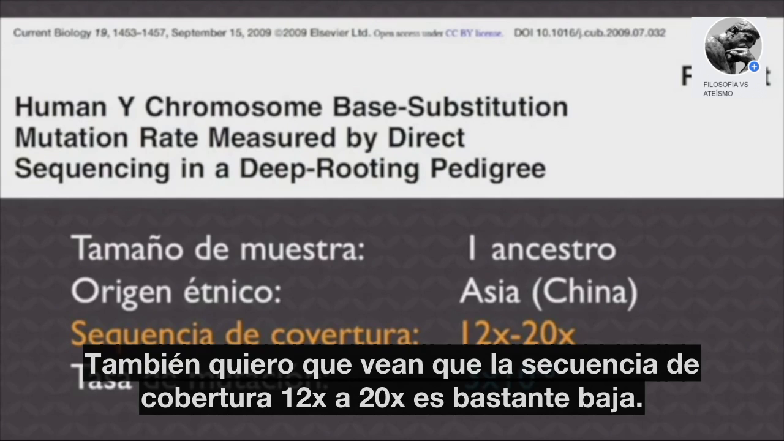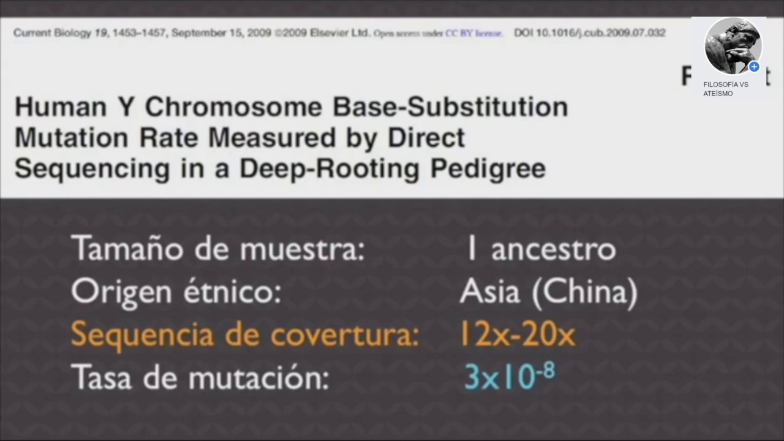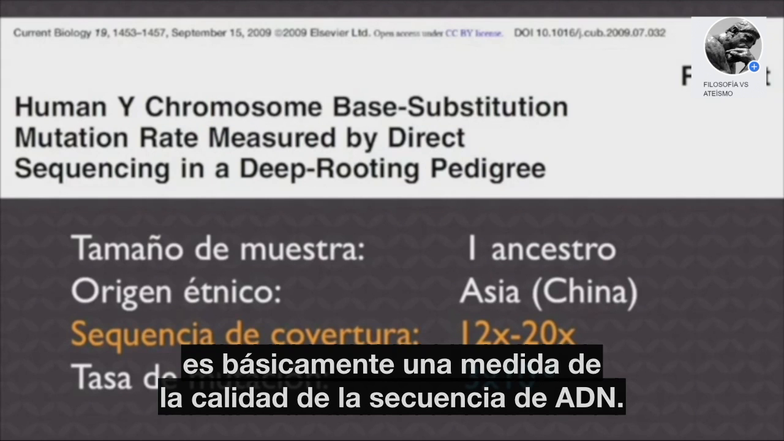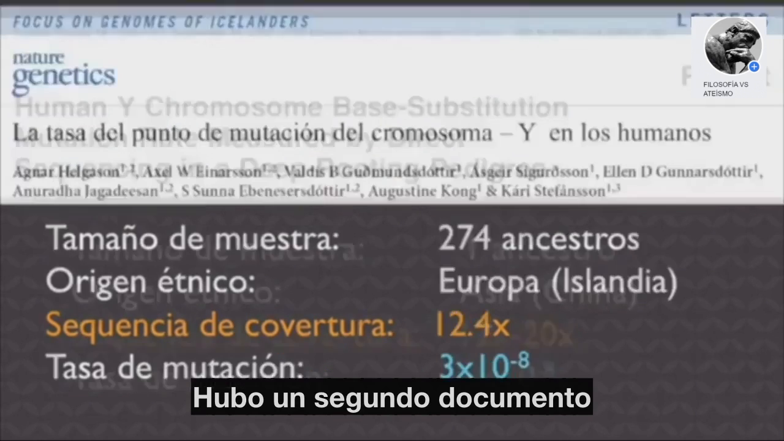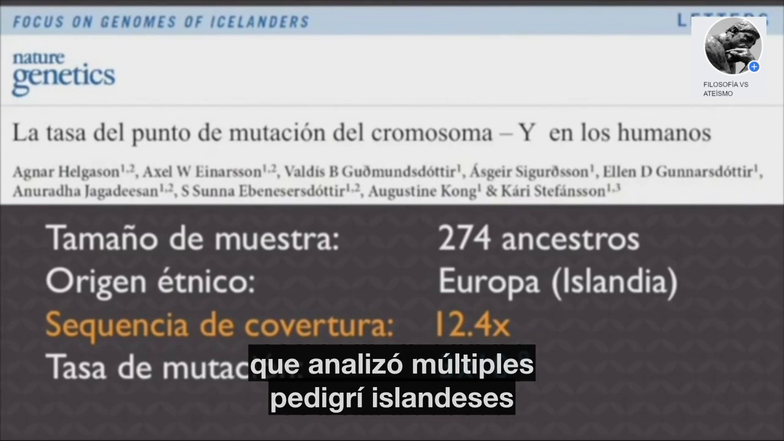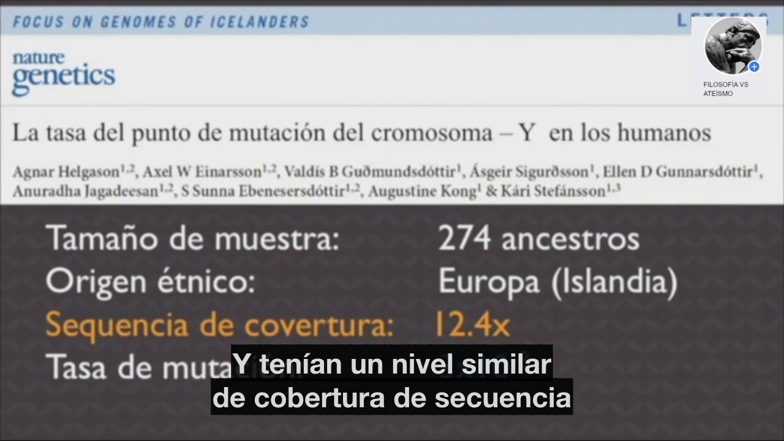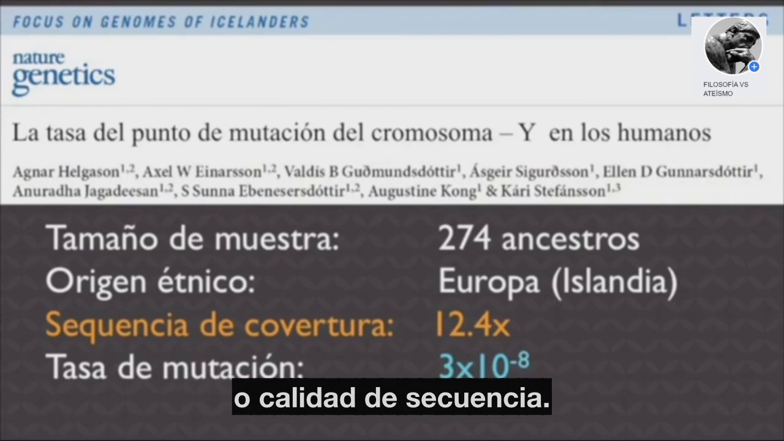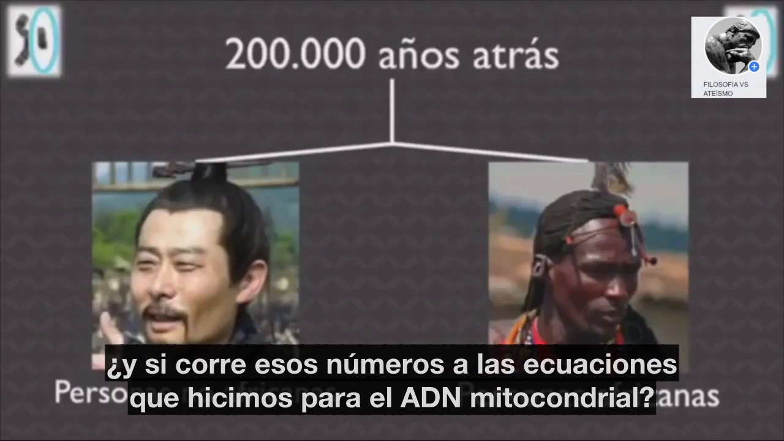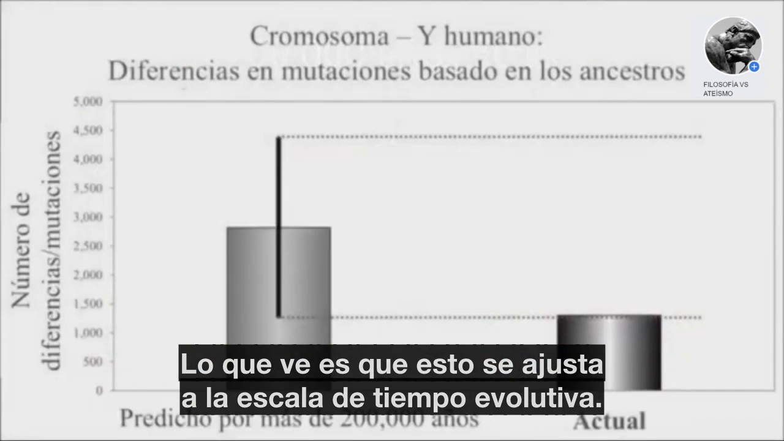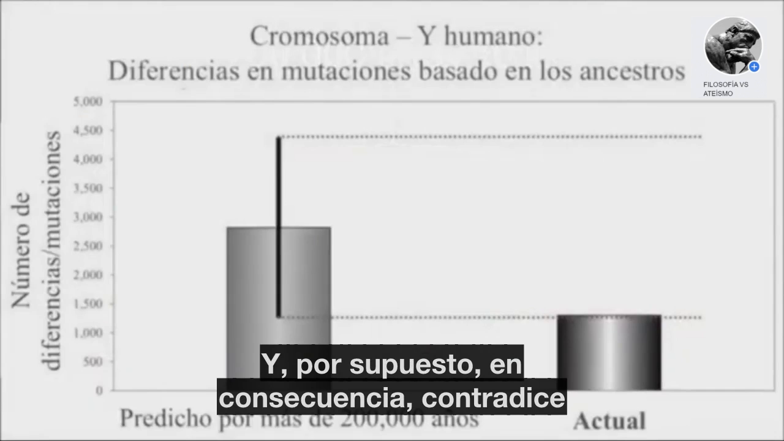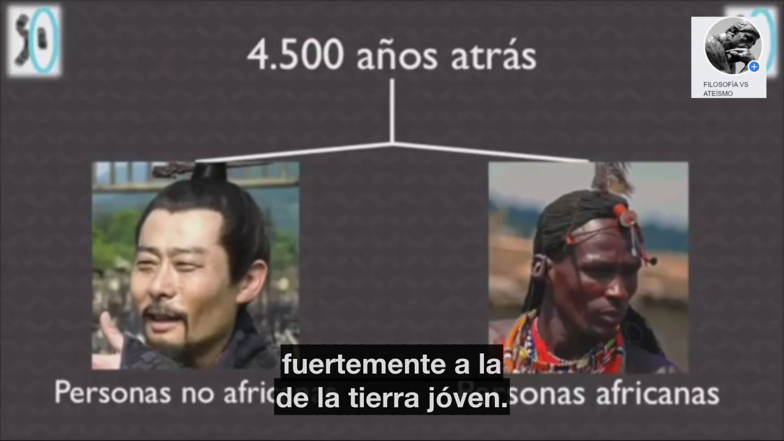I also want you to see that the sequence coverage, 12x to 20x, is fairly low. If you don't know what that is, it's basically a measure of the quality of DNA sequence. There was a second paper that looked at multiple Icelandic pedigrees and discovered the same answer, 3 times 10 to the minus 8th, and they had a similar level of sequence coverage or sequence quality. Well, what if you run those numbers through the equations that we did for mitochondrial DNA? What you see is this fits the evolutionary timescale, and of course, correspondingly, it strongly contradicts the young Earth one.